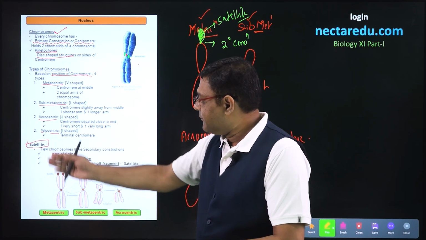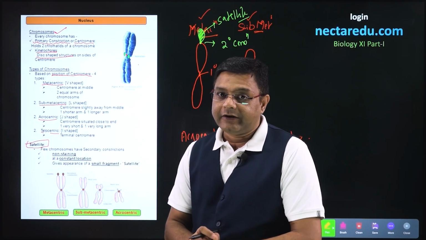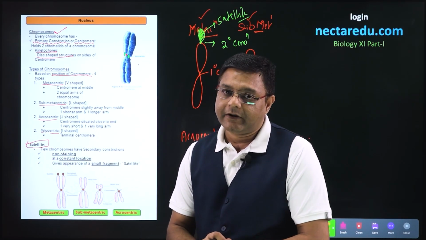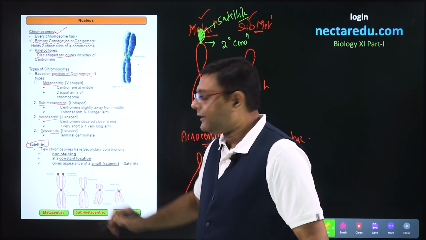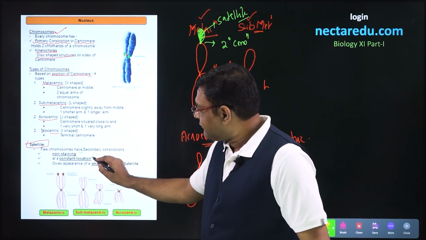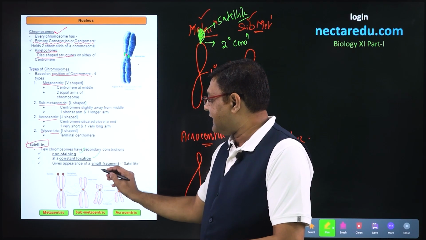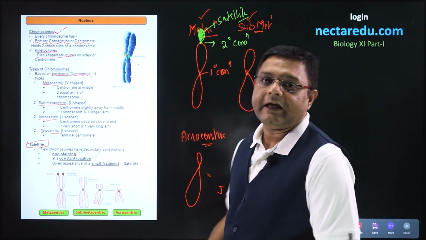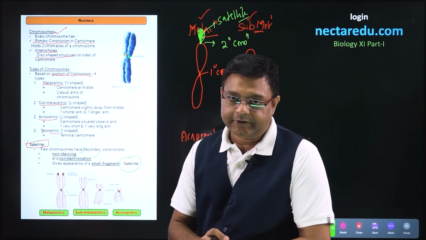There are certain important features about this satellite. Satellite is non-staining. The point to be remembered is that chromatin was staining, but satellite will be non-staining. It will always be present at a constant location, and it gives the appearance of a small fragment as we had seen in the diagram, and this was only called satellite.